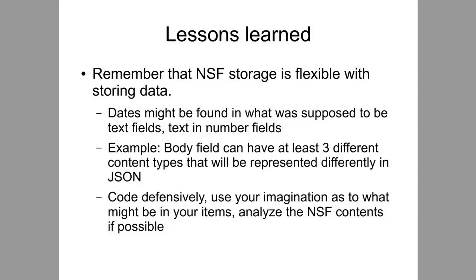Just quickly, what I learned from doing this app is that when you retrieve data from the Domino Data API, you really have to remember that NSFs are very flexible when you store data in there. So fields that you thought were dates can be text, they can be numbers, they can be anything. One example that I found was the body fields. They can be all kinds of types, and that will be reflected in the JSON that you get from the server. So it can be plain text, it can be MIME, it can be HTML.